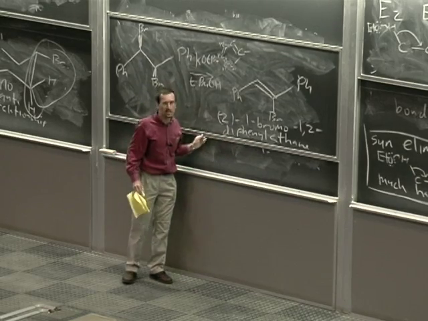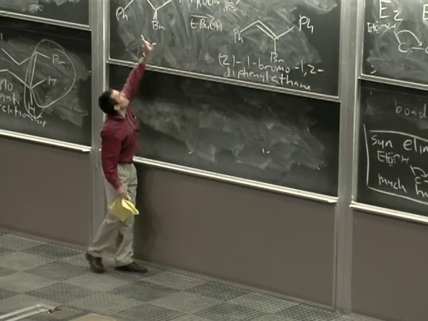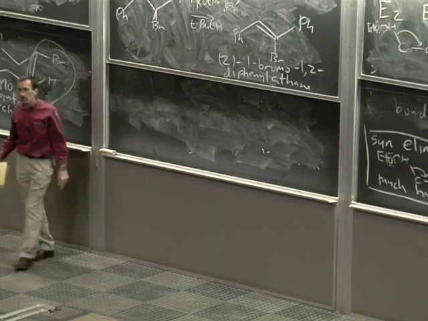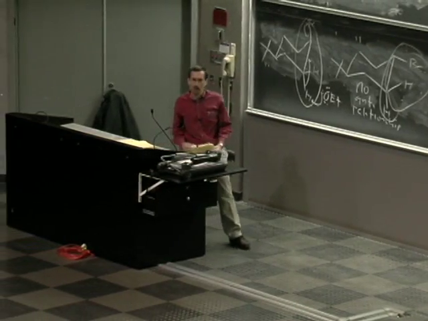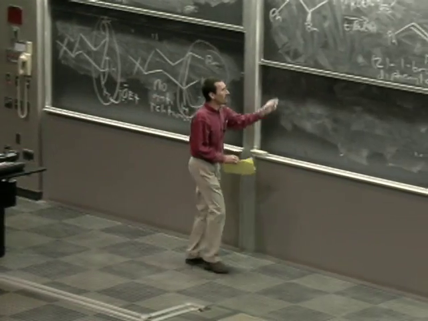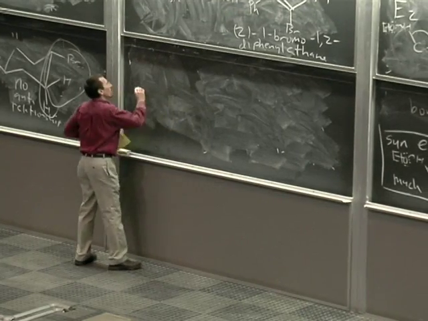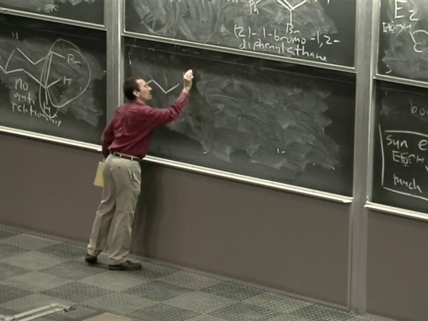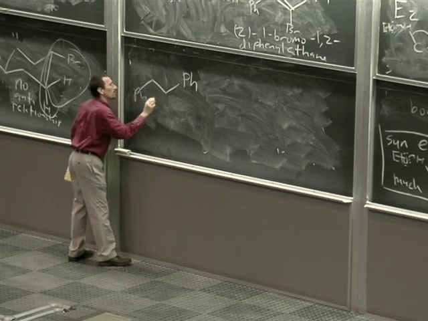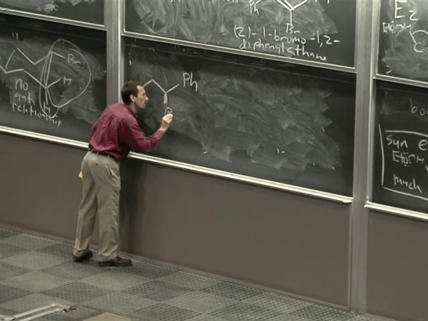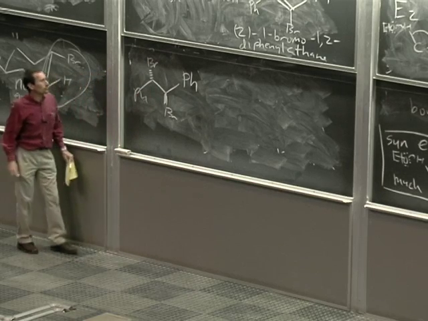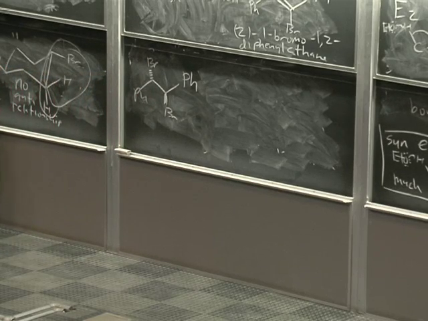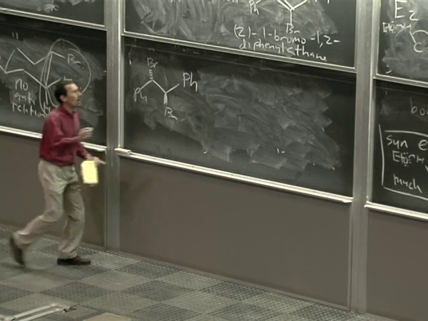so we say that this is the Z stereoisomer. Now, I want to contrast this with what happens if we take the diastereomer of 1,2-dibromo-1,2-diphenylethane. So I'm going to draw out the meso diastereomer. And we're going to treat the meso diastereomer with potassium tert-butoxide and tert-butanol.